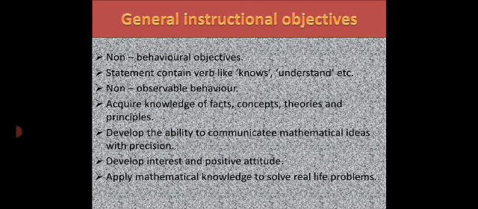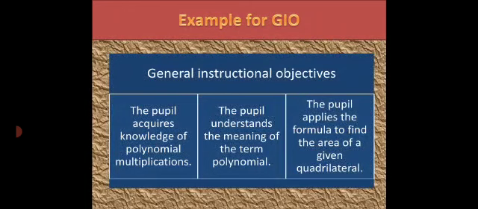Then we see some examples. The pupil acquires knowledge of polynomial multiplication. The pupil understands the meaning of the term polynomial. The pupil applies the formula to find the area of a given triangle. I'll mention only three examples; there are a lot more. For example, the pupil acquires knowledge of mathematical terms, facts, concepts, principles, theorems, etc. The pupil should apply mathematical principles to new and unfamiliar situations. The pupil understands the meaning of mathematical facts, terms, etc. These are all examples of general instructional objectives.